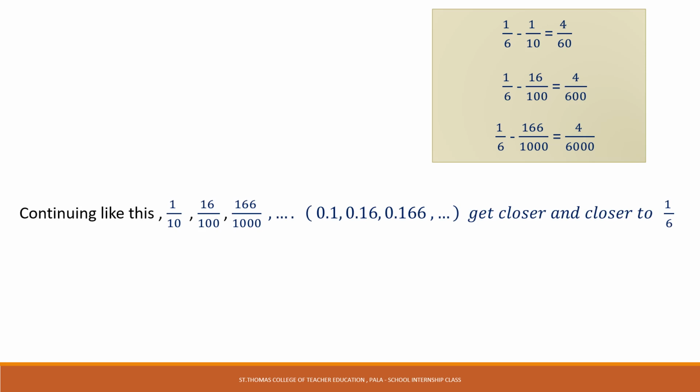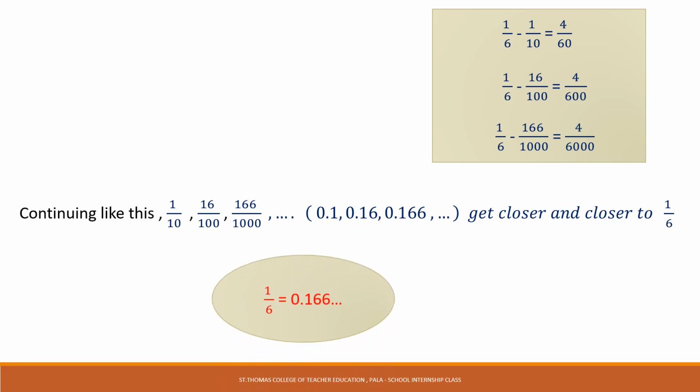Yes, continuing like this, the fractions 1 by 10, 16 by 100, 166 by 1000, etc. get closer and closer to 1 by 6. What is the decimal form of 1 by 10? Yes, it's 0.1. 16 by 100 is 0.16. And the next is 0.166, etc.